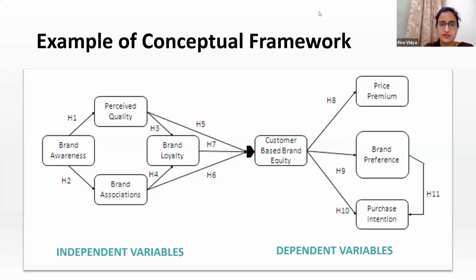Madhusmita, I'm not clear with your question. Is it necessary for framing IV and DV? I'm not clear with this question. Okay, are you asking whether it is necessary to frame independent and dependent variables in social science research?